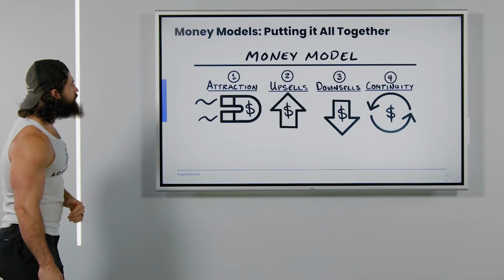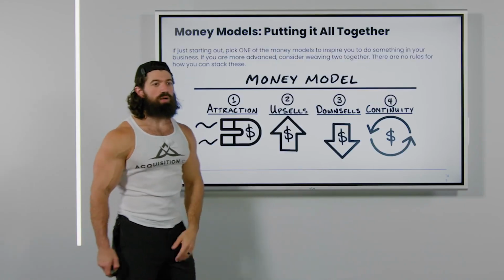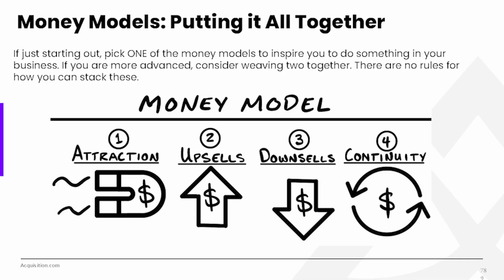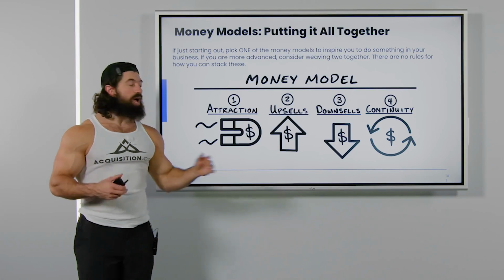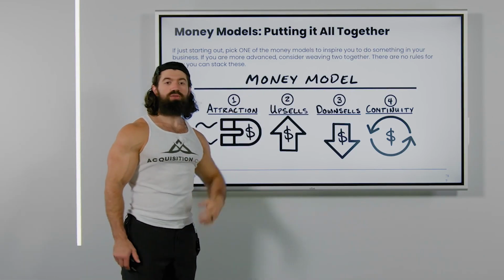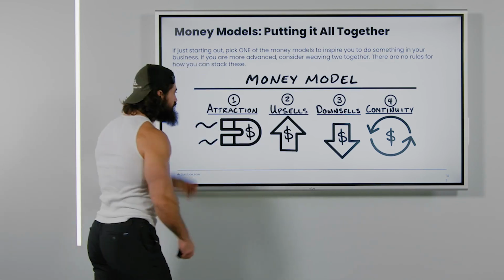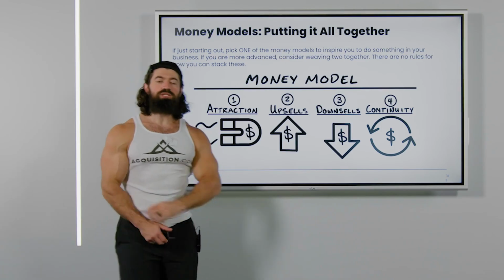So overview, a money model: attraction offer, upsells, downsells, continuity. We have covered all four. If you are starting out, just pick one of the money models to inspire you to do something in your business. If you're more advanced, you can start weaving two together. There are no rules for this. You can stack these. So you absolutely can do an attraction offer that you use as an upsell offer in your business. You can use a continuity offer on the front to attract customers.